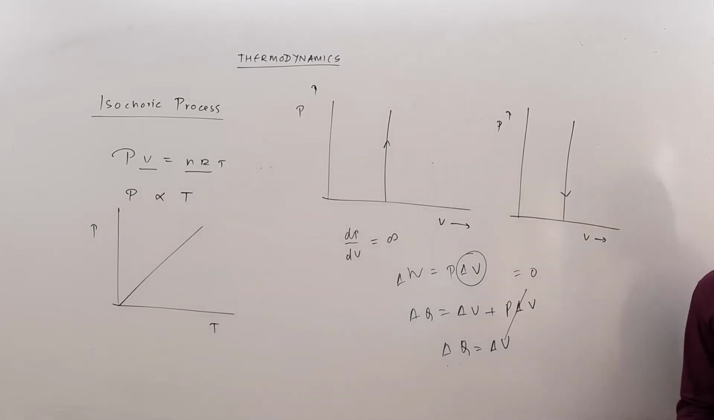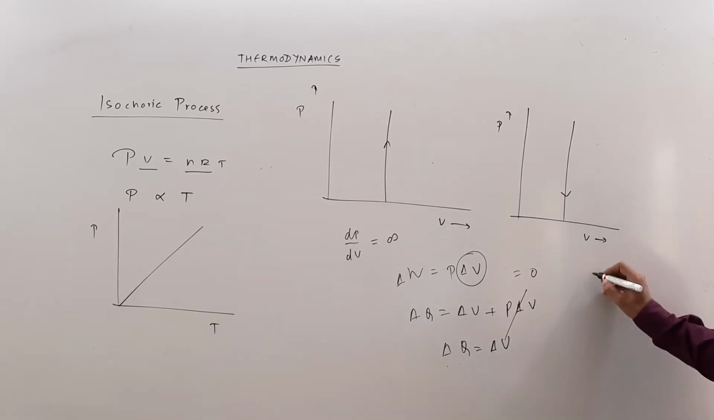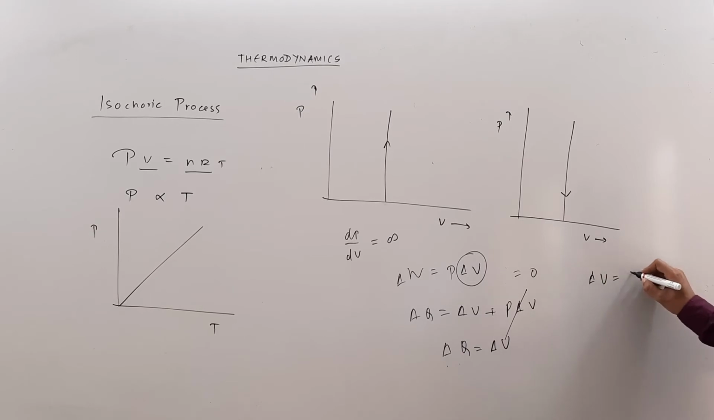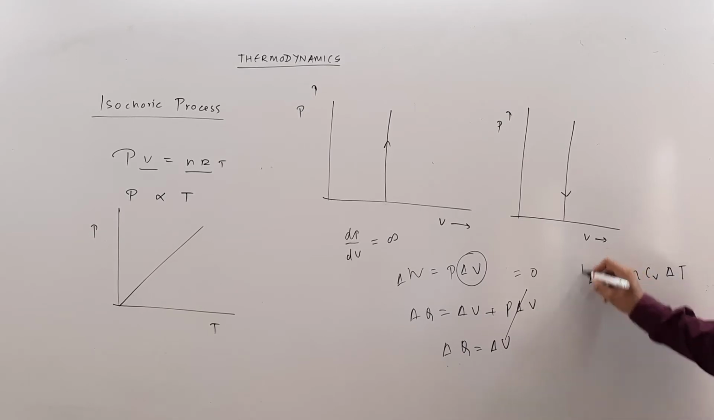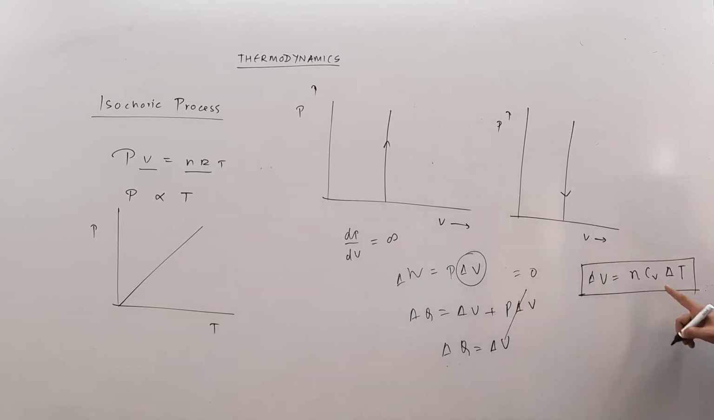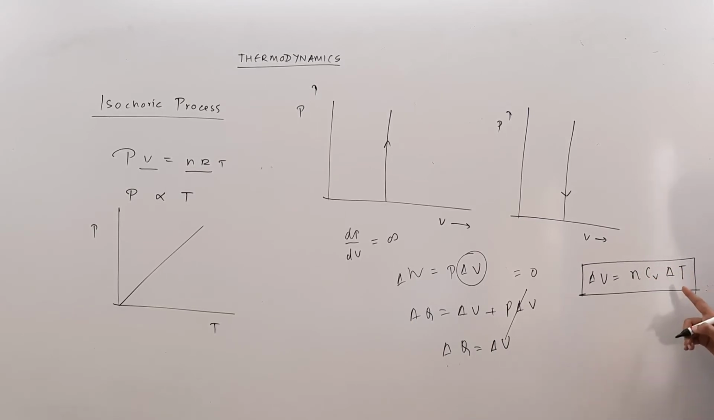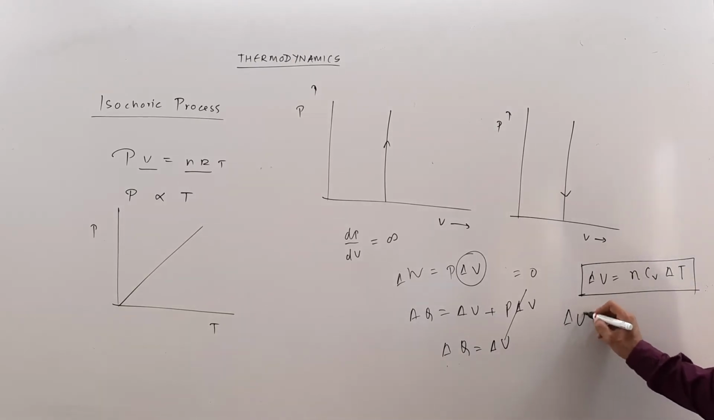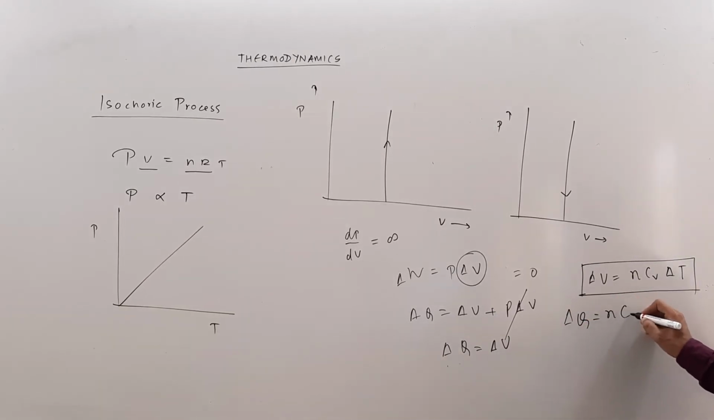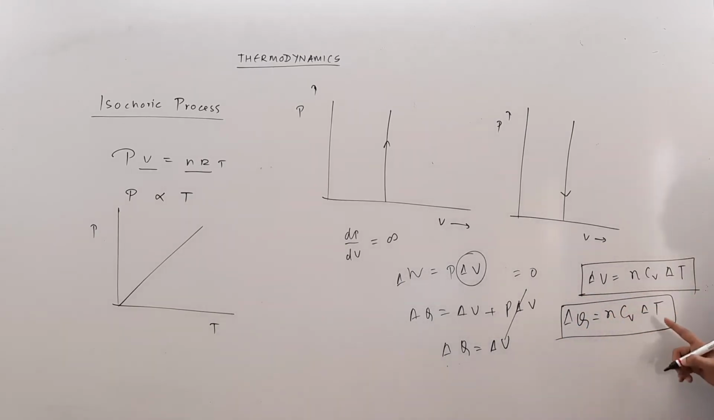Now we know this delta U has one common expression that is to be used in every particular process. So delta U is forever n CV delta T. Specifically, we are using this now because this CV is the specific heat at constant volume. This is the number of moles and this is the change in temperature. So the expression for delta Q in this particular process is going to be n CV delta T. For 1 mole, n is going to be 1 and the expression is going to be CV delta T. We are going to discuss more about this CV in the lecture on heat capacities.